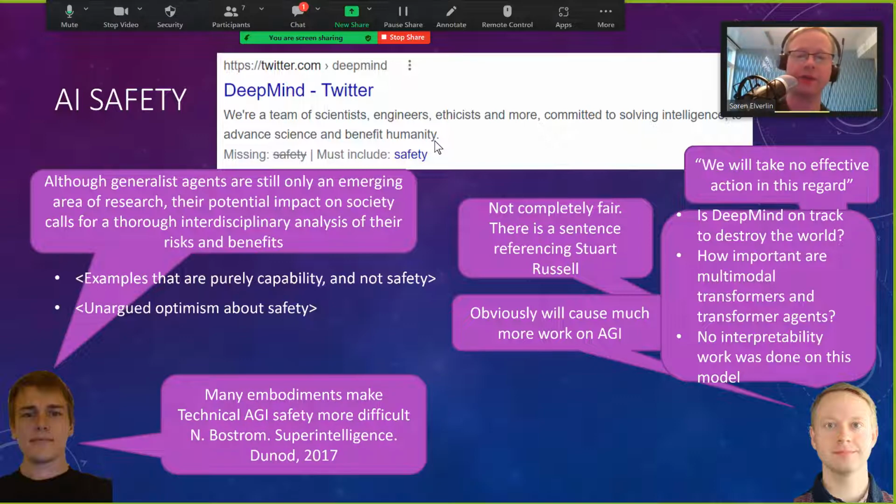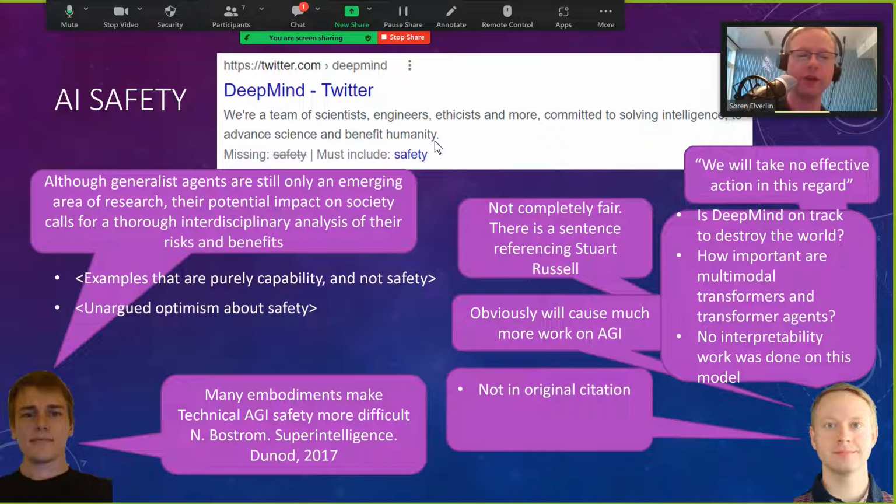And finally, there is a quick reference to the book Superintelligence, saying that many embodiments make technical AGI safety more difficult. And that's cited as Nick Bostrom's Superintelligence, Donut 2017. I have the book and I've read it several times, and it does in fact not say this. And also, the Donut is the French book distributor, I think, which I don't think is a correct citation. But that is the smallest nit to pick.